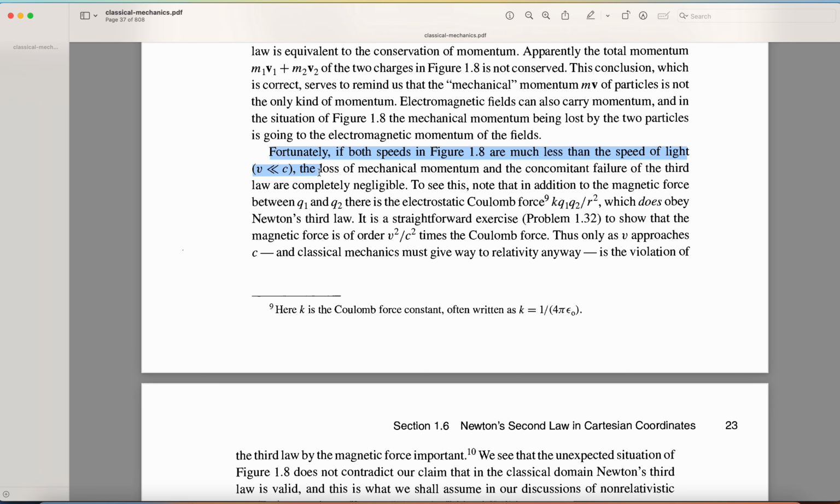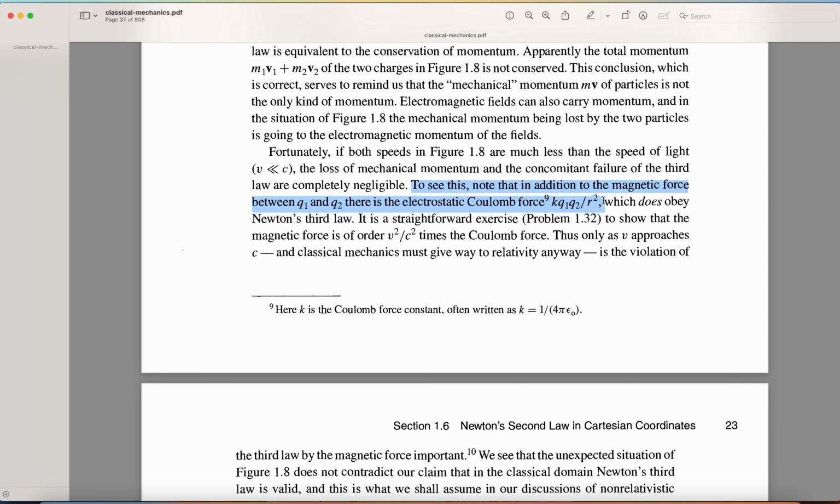Both speeds are much less than the speed of light. The loss of mechanical momentum and the concomitant failure of the third law is completely negligible. So not much of the momentum of the particle is being lost to the magnetic momentum. You can almost approximate it as entirely mechanical, so it works well with Newton's third law. I can see why this would be useful, because in terms of computations, if you don't need that many significant digits, you can certainly neglect the effects that don't have that much of an impact.